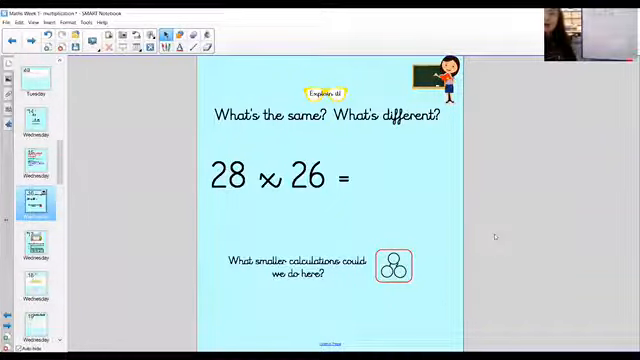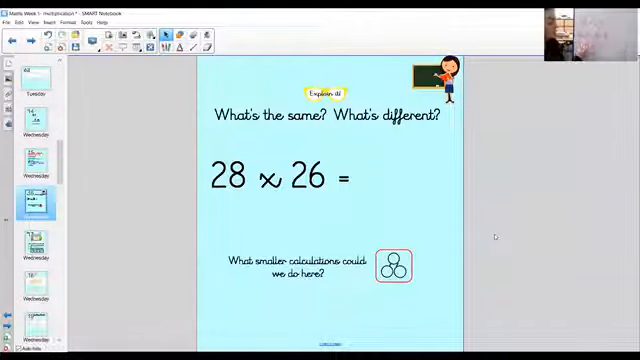Okay, so hopefully you've had a little look at that and you've got lots of different smaller calculations that we could do that would still help us to get this answer. So what I'm going to do is partition both of my numbers. So I've got 20, I've got 8, I've got 20, and I've got 6. Now, these numbers are much more manageable than those ones, okay? So the first one that I could do is 20 times 20. The next one I might do is 20 times 6.